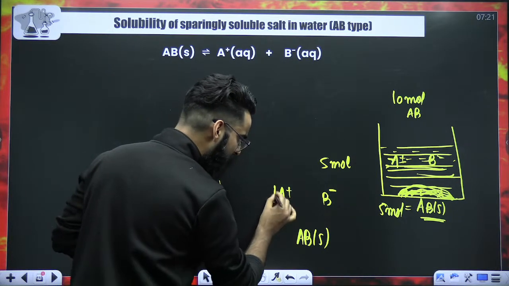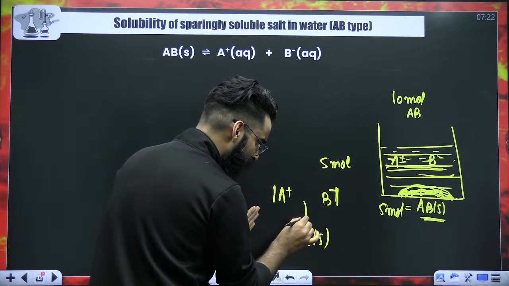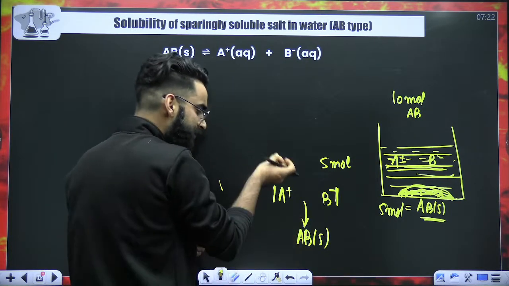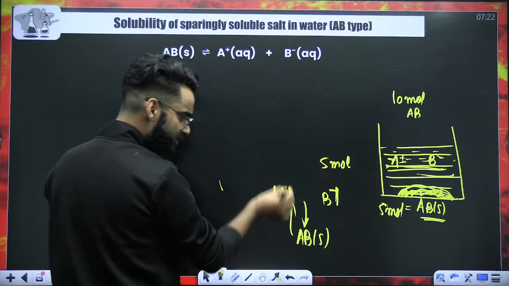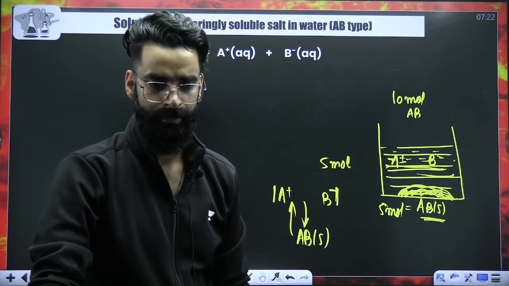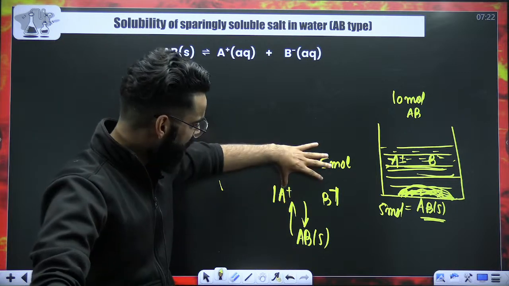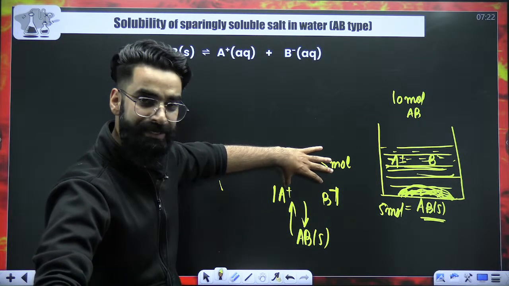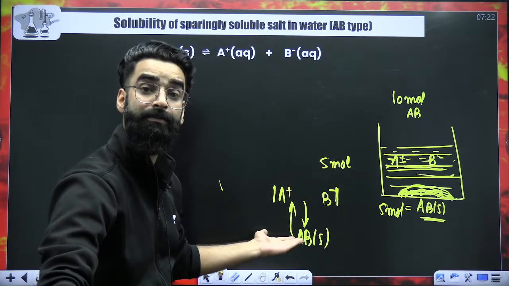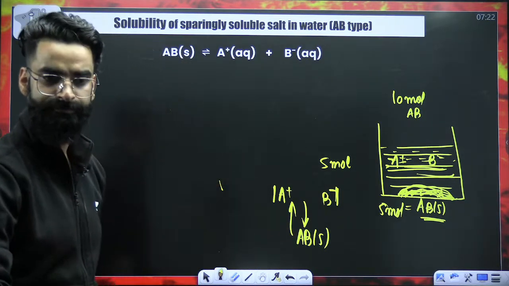Now if one A positive and one B negative interact in the solution, they will lead to the formation of AB solid. But at the same time, one more molecule of AB solid will come out from the bottom and go into the solution in the form of ions. So these two will be in equilibrium with each other. By chance, if one A positive and one B negative interact, they form AB, and that AB will settle down. At the same time, one of the AB from the bottom will dissociate into ions, so that the equilibrium is maintained between the two.